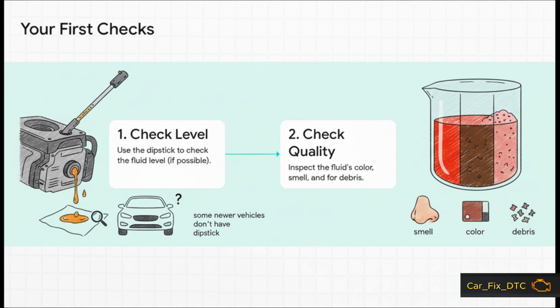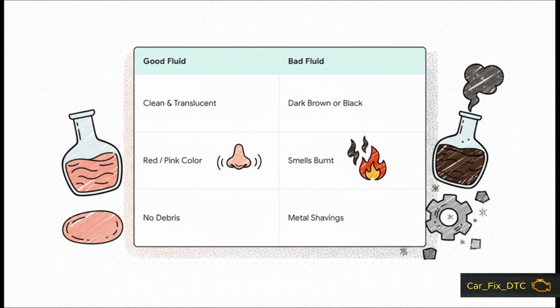Second, you got to check the quality of the fluid. And this is where you can learn a ton. Good, healthy fluid? It should be a nice, clear red or pink color. Pretty translucent, and it won't really smell like much. But bad fluid, oh, that's a huge red flag. If what you see on that dipstick is dark brown or black, if it smells burnt, and trust me, you'll know that smell, or worst of all, if it looks kind of glittery with tiny metal shavings, that's a bad sign. That glitter means metal parts are grinding together inside your transmission.